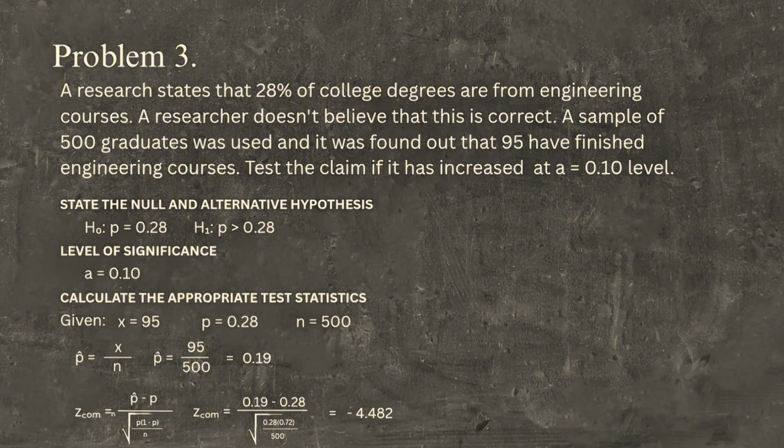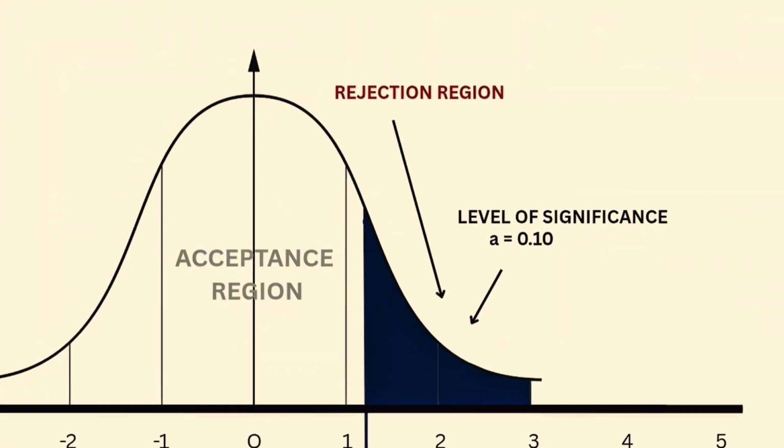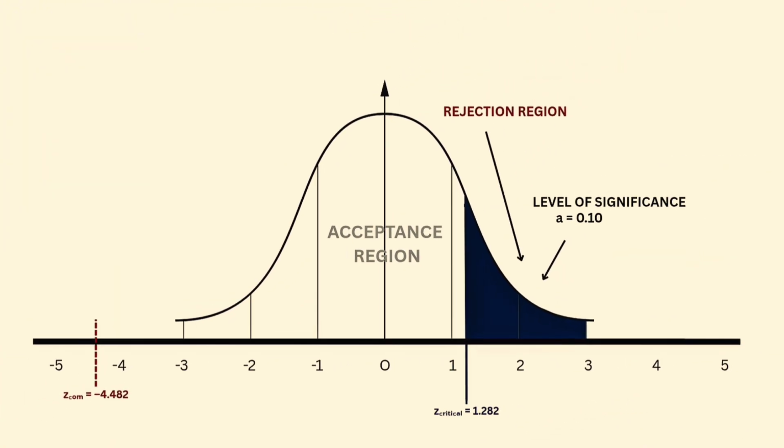Let's find the critical value. Since this is a right-tailed test with 0.10 level of significance, we look at the z-table. The critical value for a right-tailed test at alpha equals 0.10 is 1.28. This value is the boundary between the rejection region and the non-rejection region. And since this is a right-tailed test, the rejection region is on the right side of the graph.